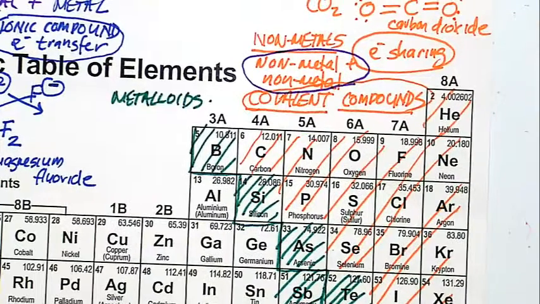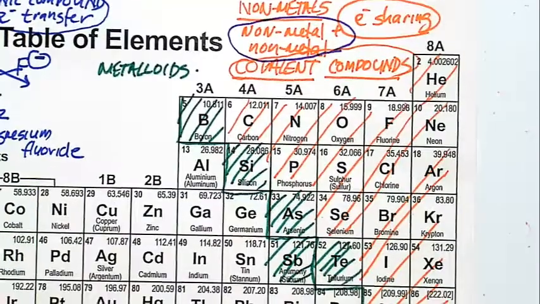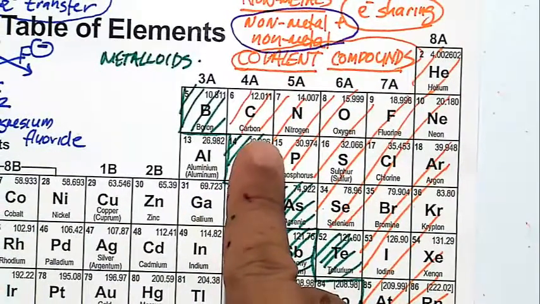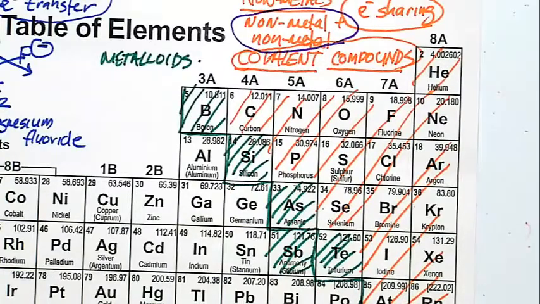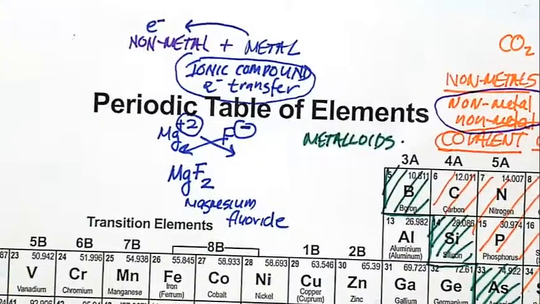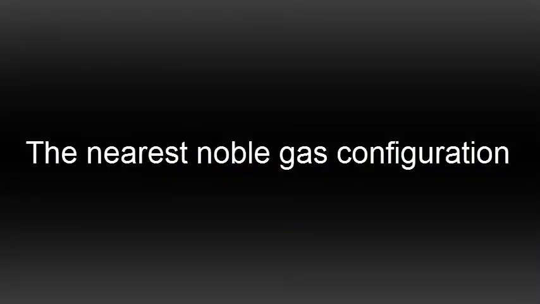That's how we get our carbon dioxide. That's how we get our nitrogen dioxide. That's how we get our phosphate in our body. That's how we get our methane gas. So that's a nonmetal interacting with a nonmetal. Metals tend not to react with other metals.